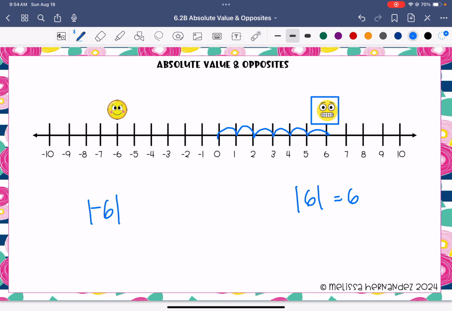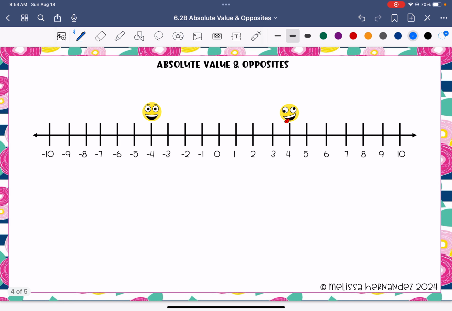Okay, so the distance to 0 here would be 6 too. Okay, if you just remember that absolute value will always be positive, you're not going to have negative distances. All right, let's look at one more. So we have 2 emojis. And so if you notice, the first one is at -4. And so the absolute value of -4 is how far is it to 0, which is 4 spaces.